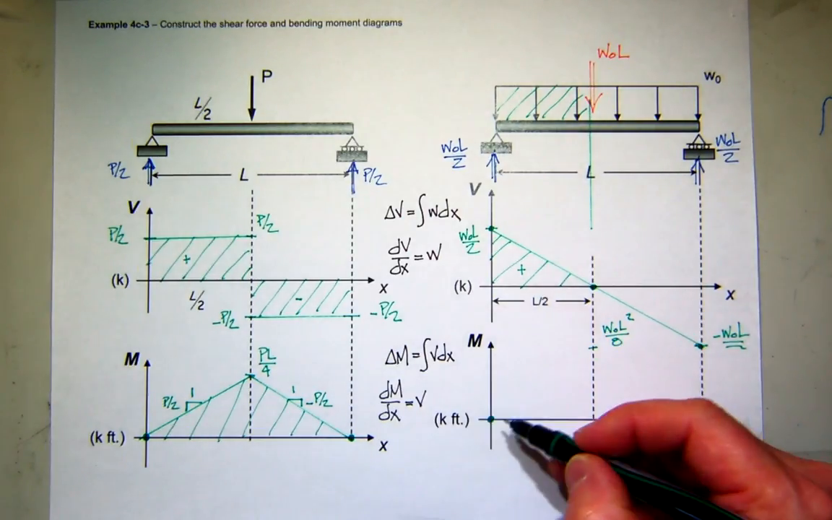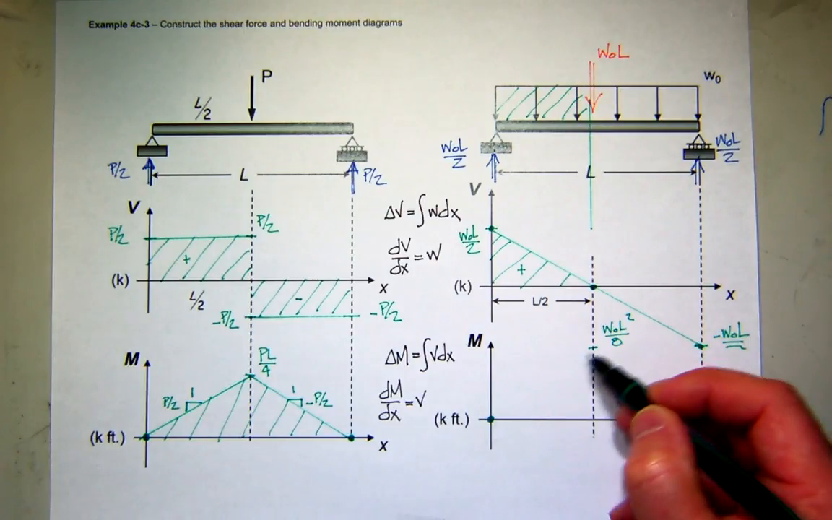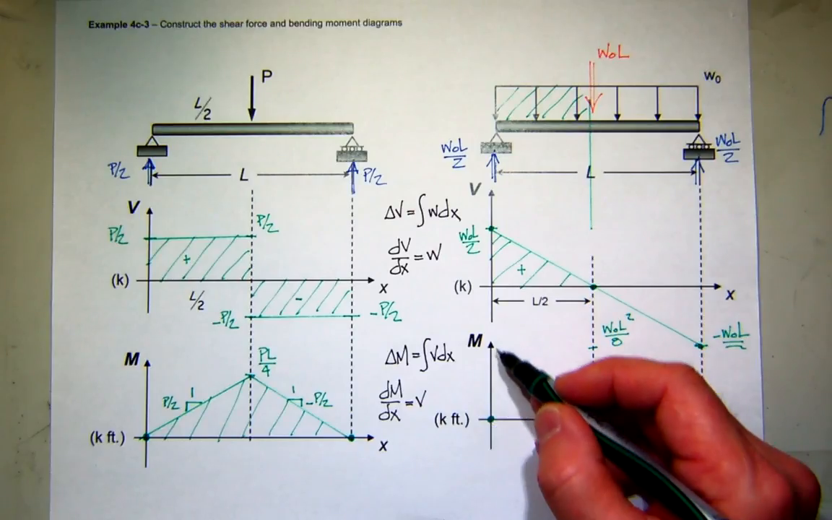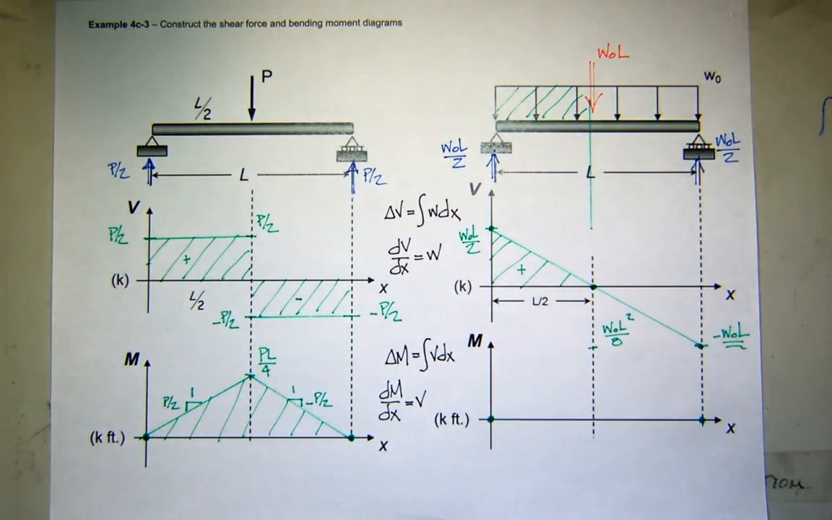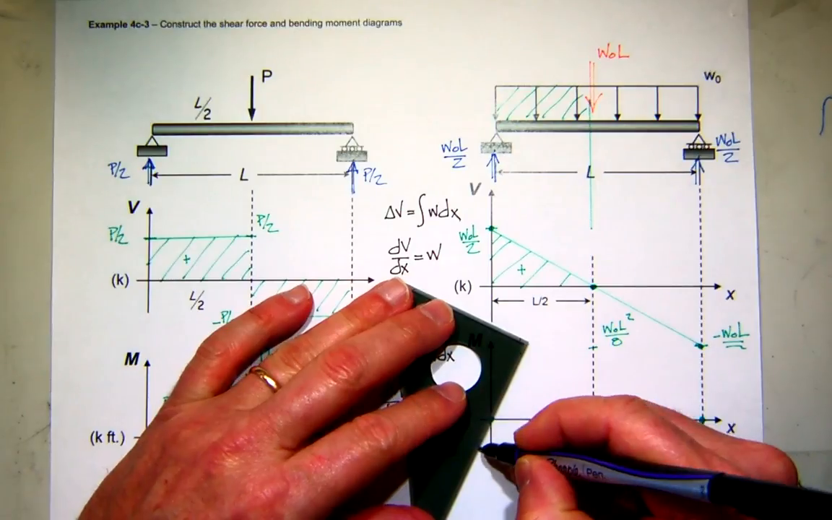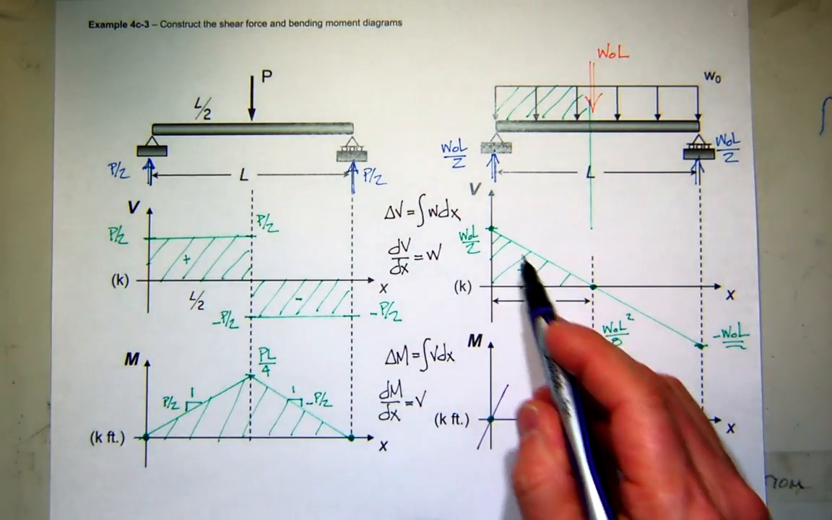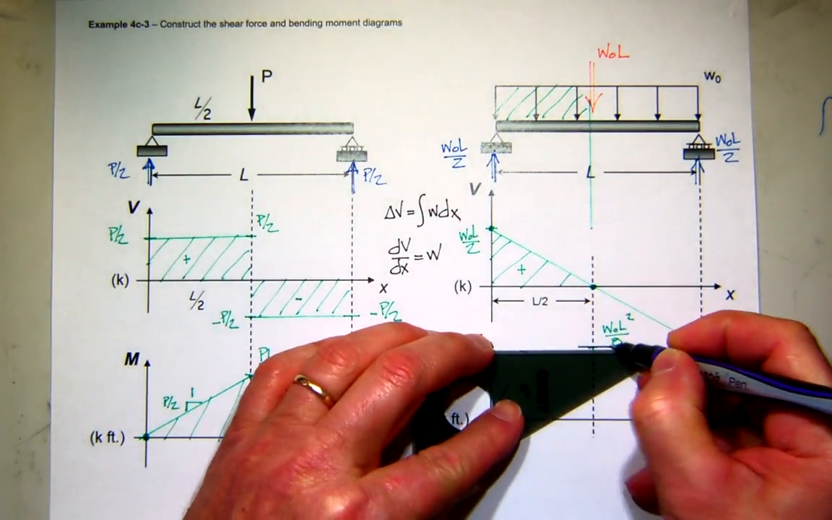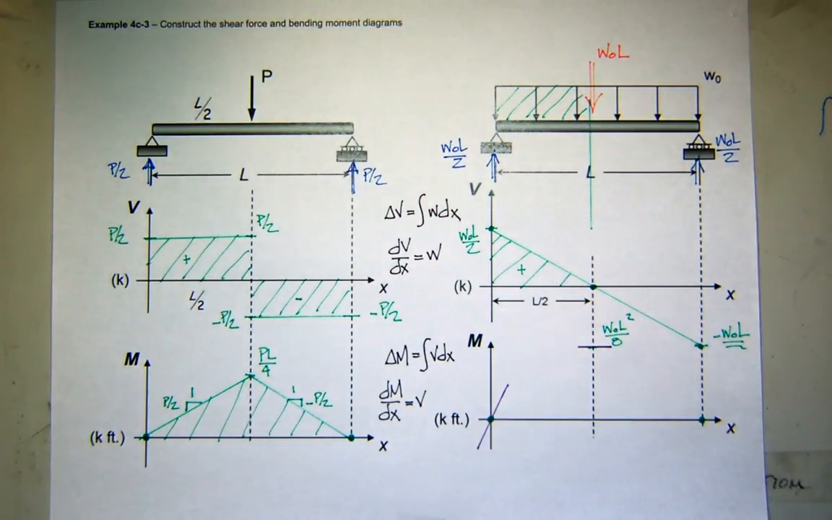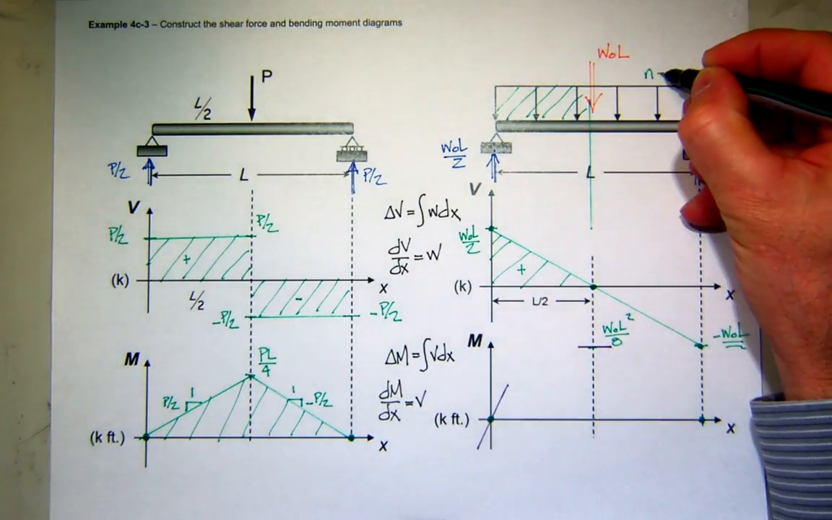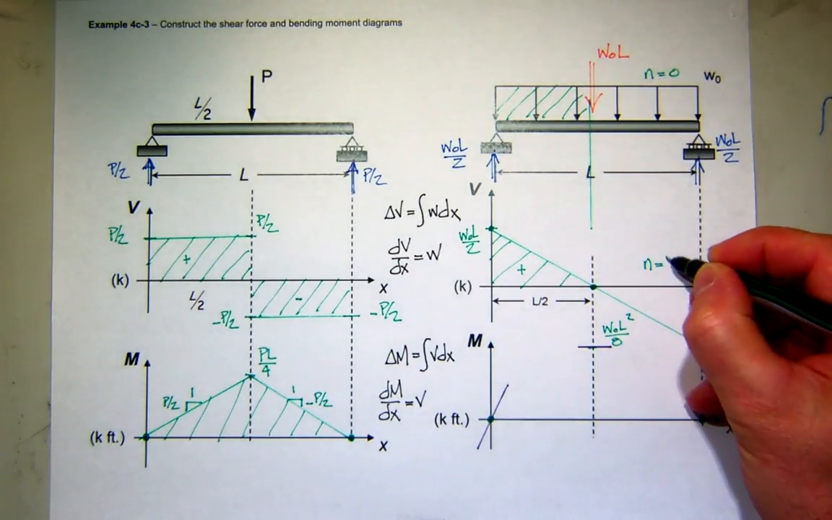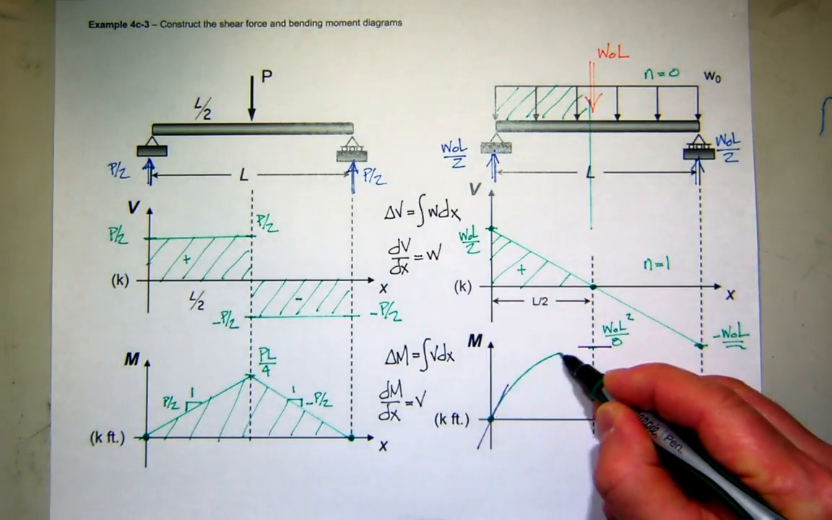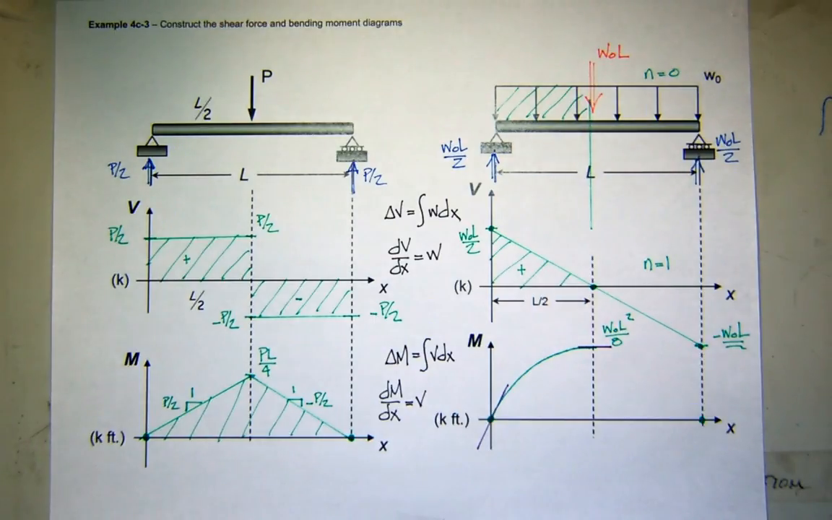And what's the shape of the curve between these 2 points? Is it a straight line? No. What's the slope of the curve right here? It should be equal to the shear, and the shear is a big positive value. And it decreases to 0. That's a 0 slope. So this is a curve of order n equals 0. This is a curve of n equal 1. This should be a curve of n equal 2, so it's quadratic. So you're going to get a shape that looks something like this. That's half of a parabolic shape.